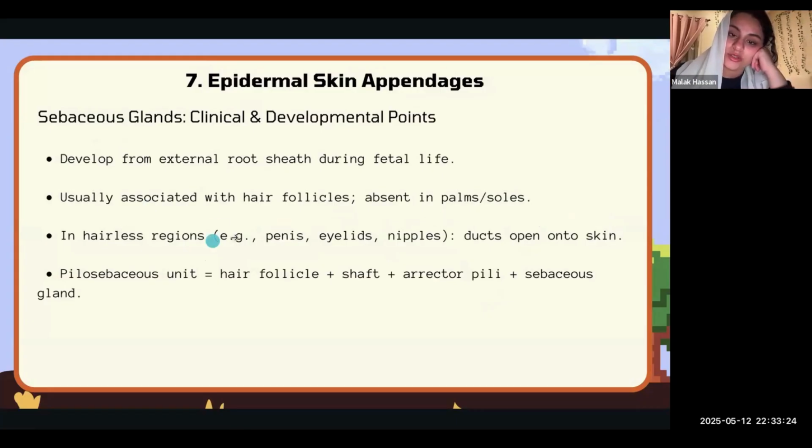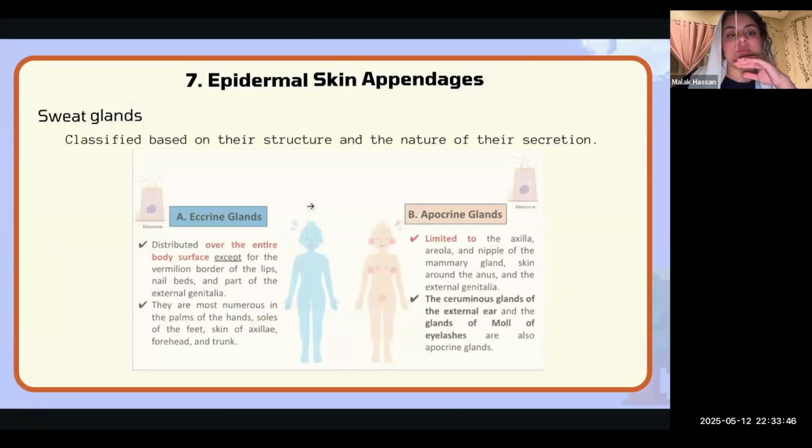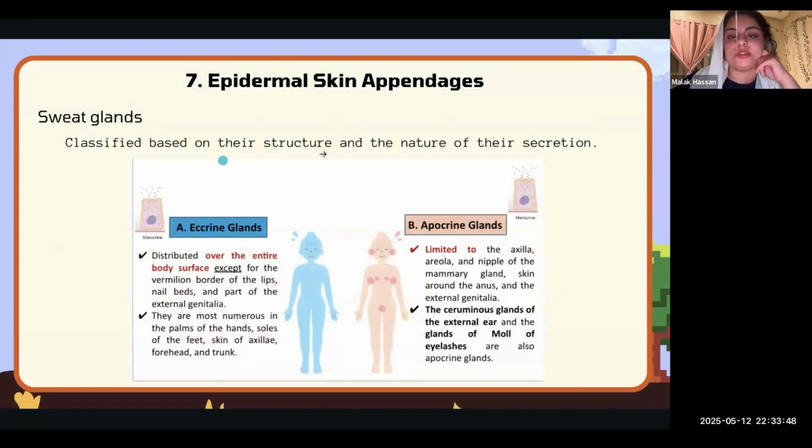And in the hairless regions, the ducts will open onto the skin, and the pilosebaceous unit, like the hair follicle, the shaft, arrector pili, and the sebaceous gland, this is what makes up the pilosebaceous unit. So hair follicle, shaft, arrector pili, and the sebaceous gland. Now, the sweat glands can be classified based on their structure and the nature of their secretion. We have eccrine glands and apocrine glands.